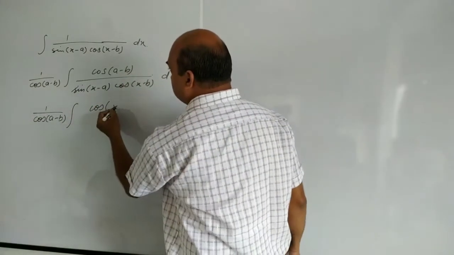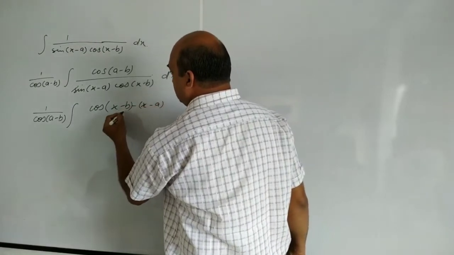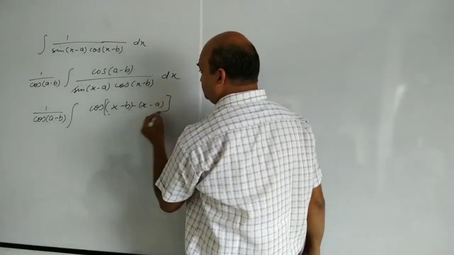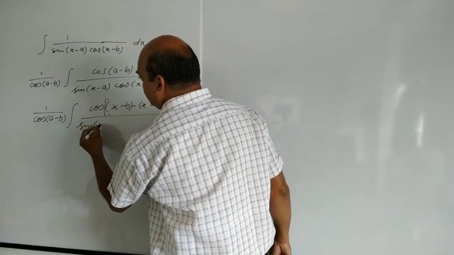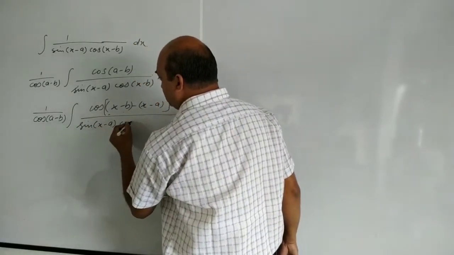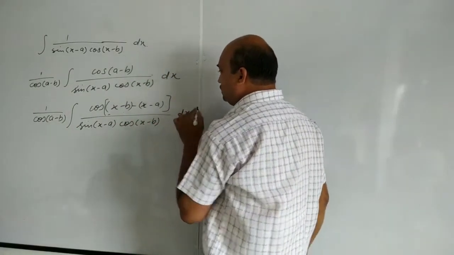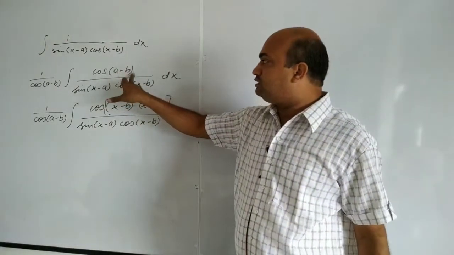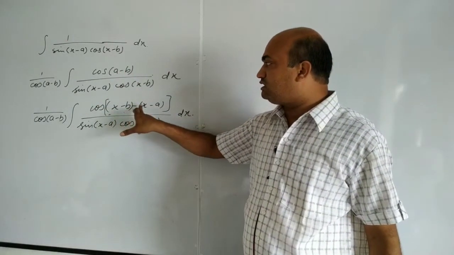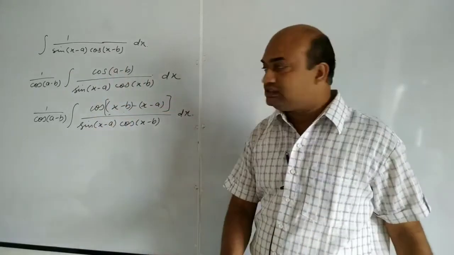Write it as (x-b) minus (x-a), like this, upon sin(x-a) into cos(x-b) dx. Like this we write. What we do? This a-b, write (x-a) minus (x-b). Again x will cancel and we will get a-b only.